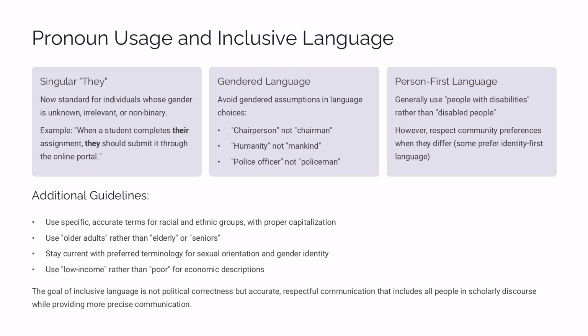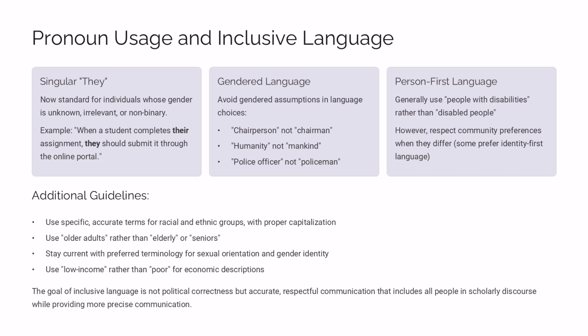Economic language should avoid stigmatizing terms. Use low income rather than poor, economically disadvantaged rather than underprivileged, and specific descriptors rather than vague generalizations when discussing socioeconomic factors in research. The goal of inclusive language is not political correctness, but accurate, respectful communication that includes all people in scholarly discourse. Inclusive language often provides more precise communication than traditional alternatives, while demonstrating your awareness of diverse communities and contemporary professional standards.